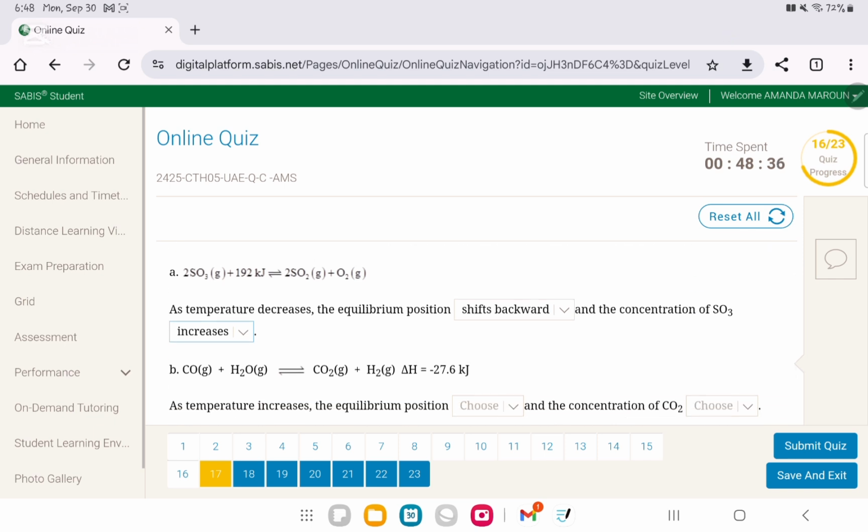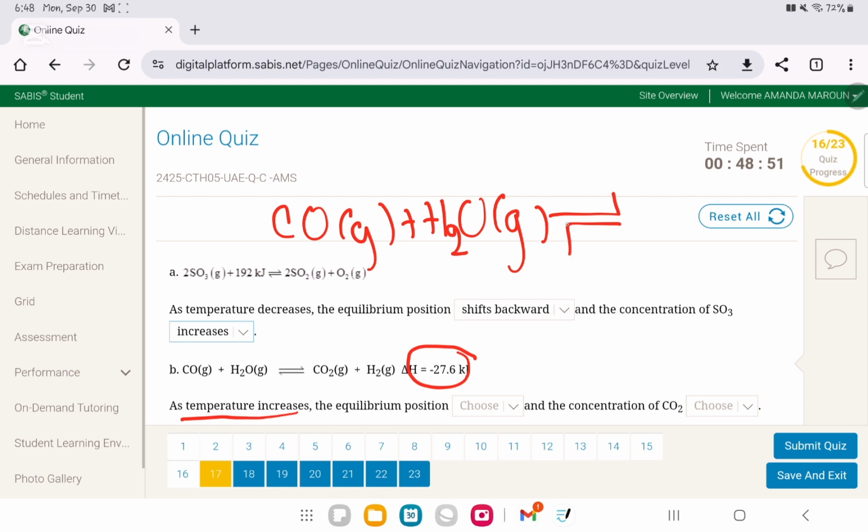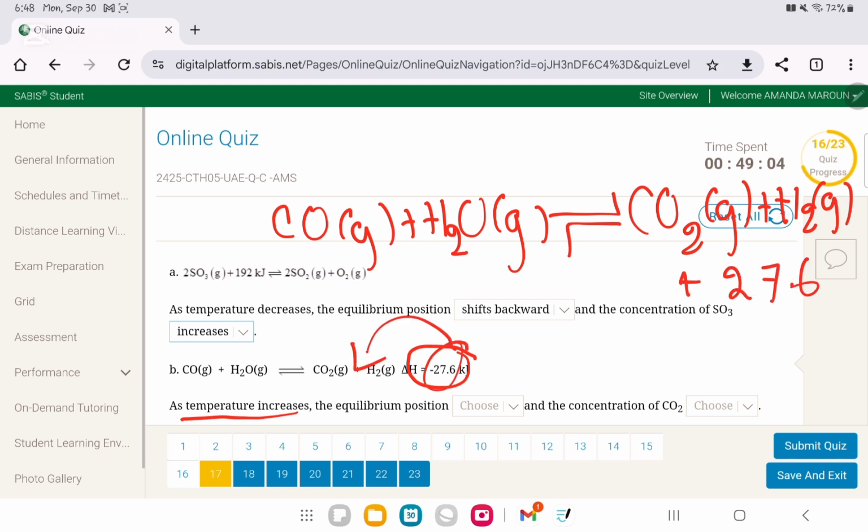Now, this one is a case we have to really pay attention to. As the temperature increases, we have delta H negative. If we have delta H as negative, that means the heat is in our products: CO2 gas plus H2 gas plus the heat, which is 27.6. Anytime you have negative heat, you have to put it as positive in the products. So if we increase the temperature, a counteraction will be a decrease.